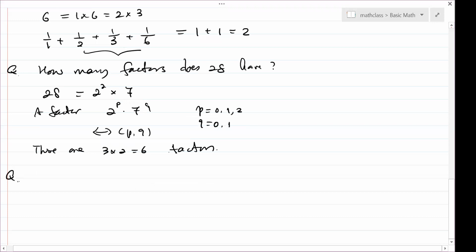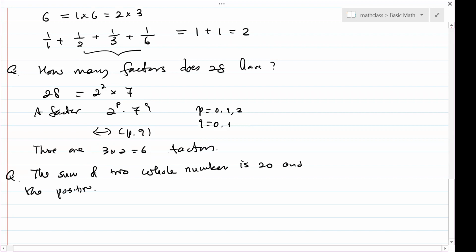So my next problem is a little bit difficult. The sum of 2 whole numbers is 20, and the positive difference is 6. What is the product of those 2 numbers?